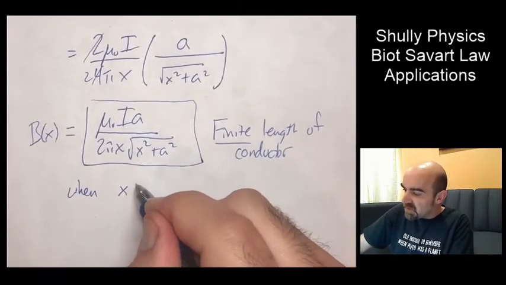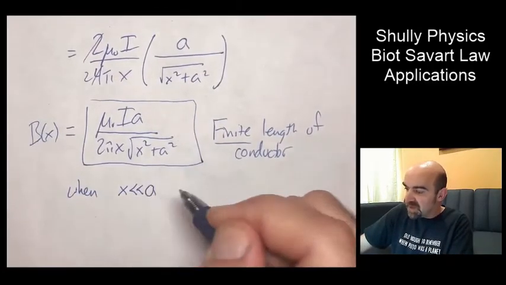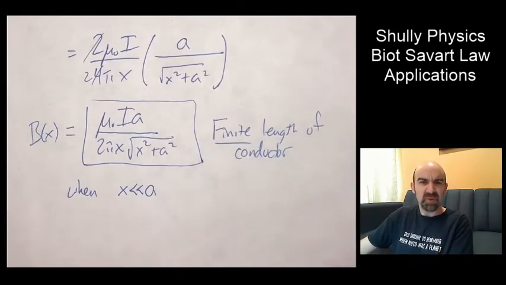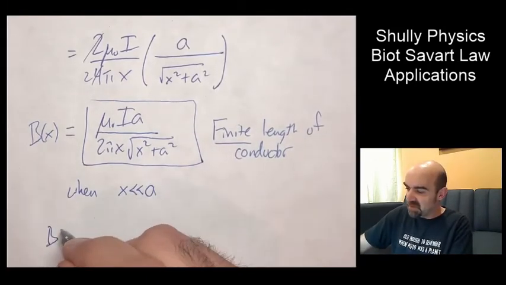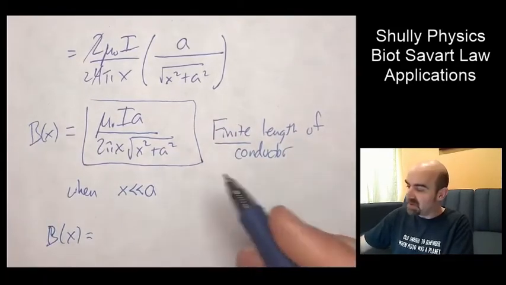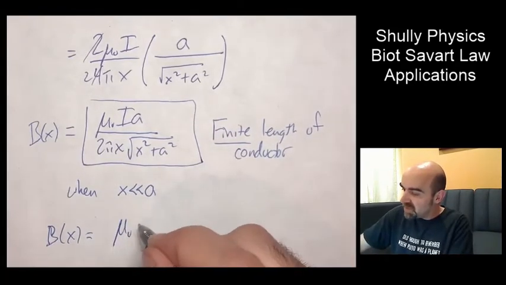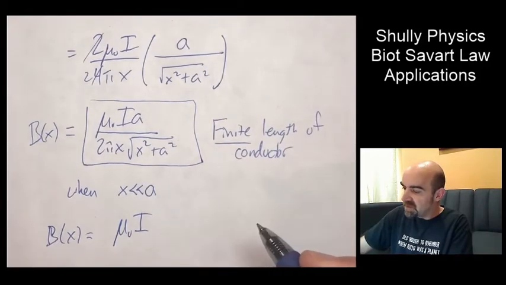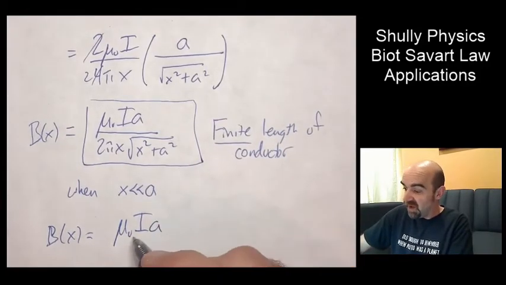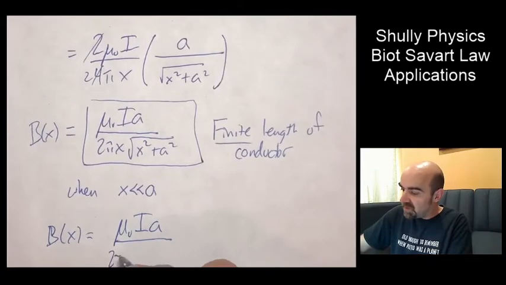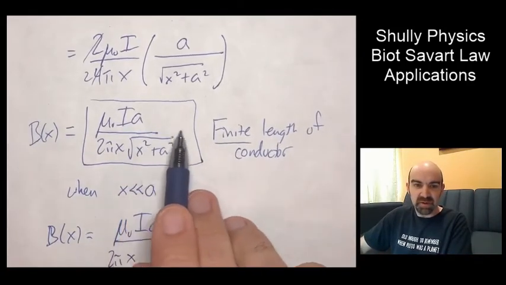When x is much less than a, what happens? The magnitude of our B of x becomes mu naught I times A divided by 2 pi x. But this is where the term changes.